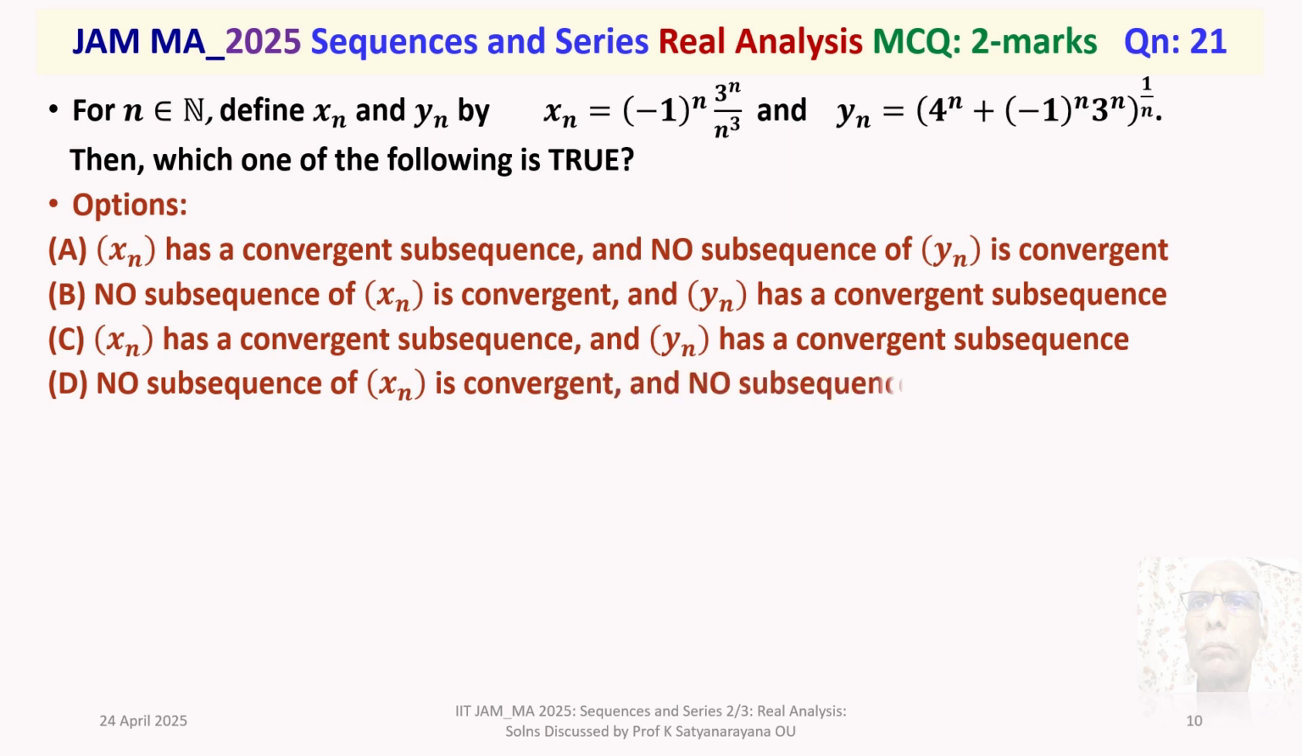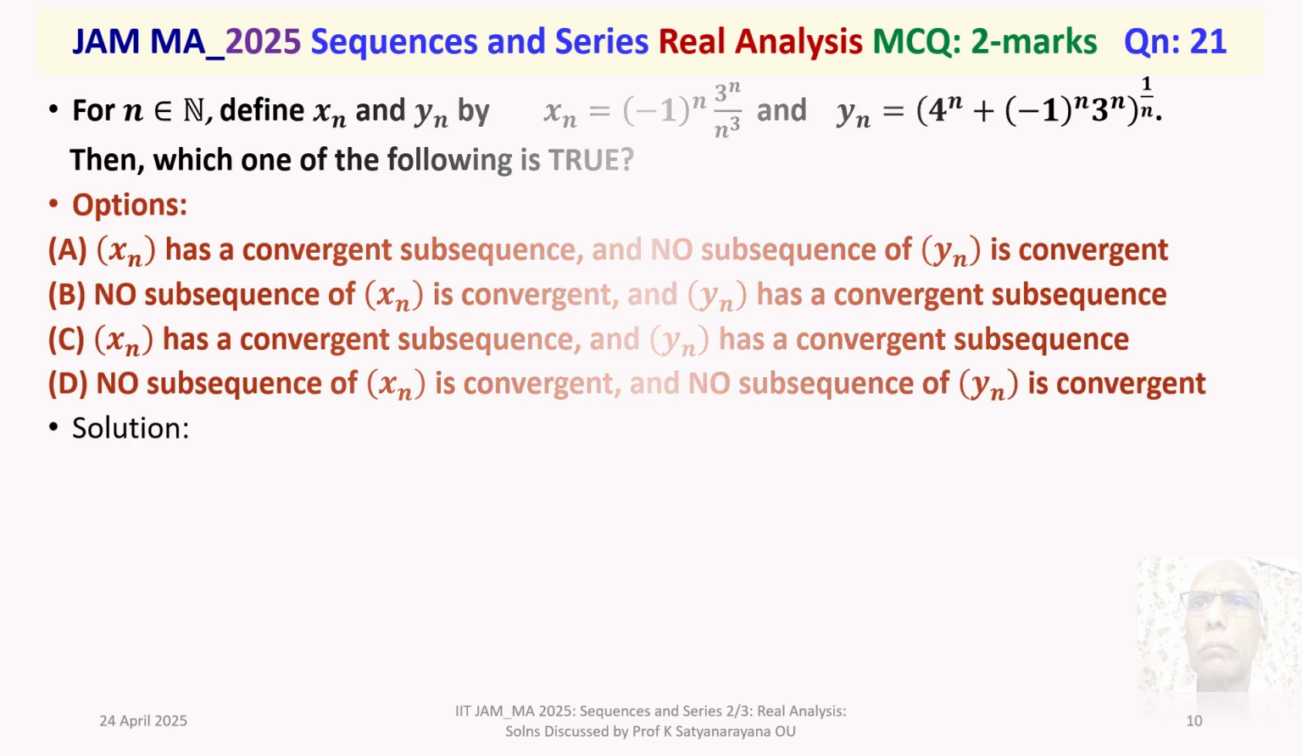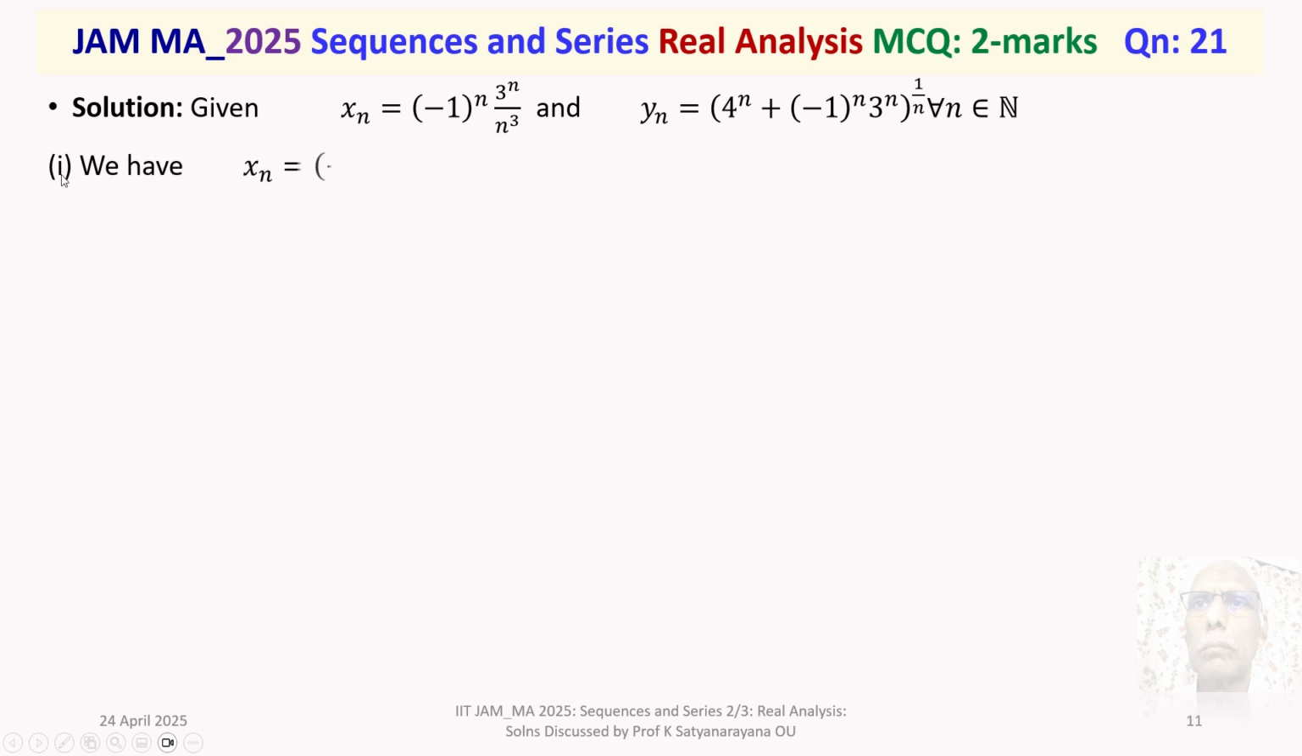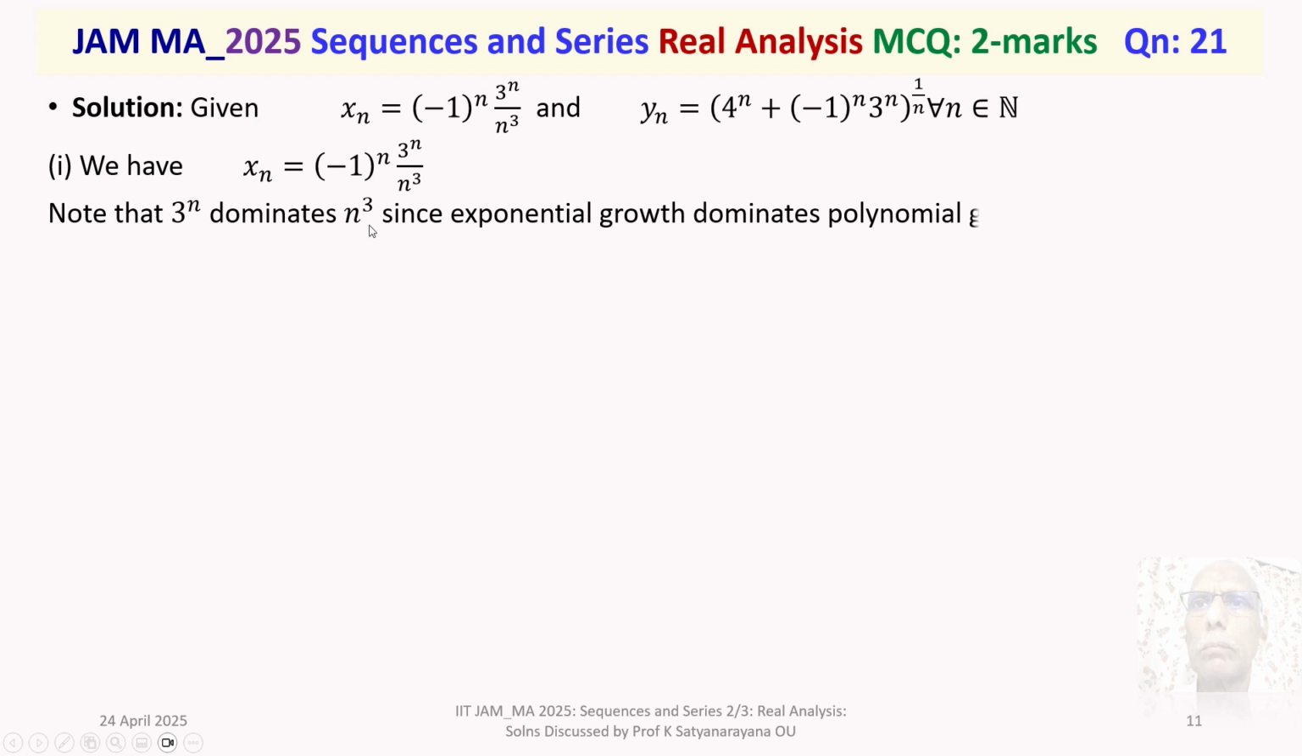Let's now discuss the solution of the problem in detail. We have x_n equal to (-1)^n times 3^n by n^3, and y_n is given like this. First, let us take the first sequence, the sequence x_n, where the nth term x_n is equal to (-1)^n times 3^n by n^3. Note that 3^n dominates n^3. Why? 3^n is exponential, n^3 is a polynomial. And we know exponential growth always dominates polynomial growth.